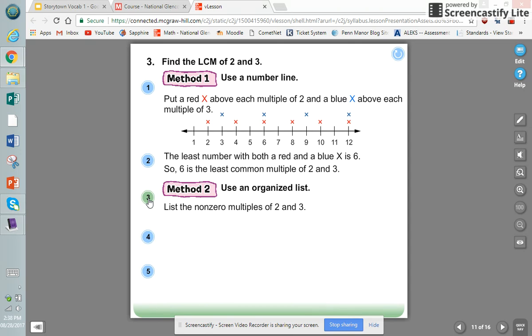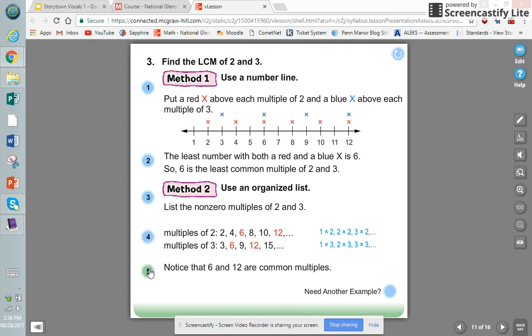I like this one, using an organized list. This is my favorite. So listing the multiples of 2 and the multiples of 3, finding the common multiples, in this case 6 and 12 are shared in both lists. So the answer is 6. 6 is the least common multiple.